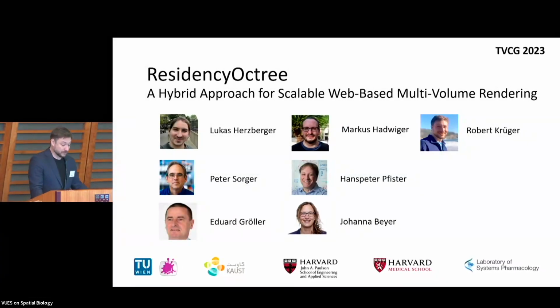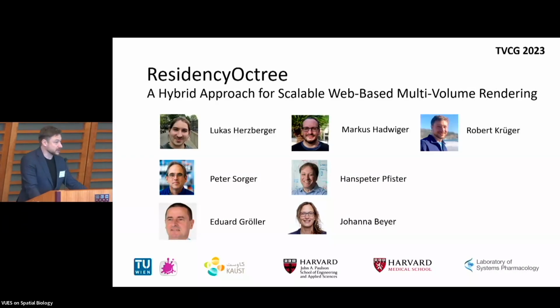Okay, so the first approach I want to talk about is the residency octree, a hybrid approach for scalable web-based multi-volume rendering. And I want to especially emphasize that this data structure and algorithm was developed by Lukas Herzberger. He implemented the work and it was supervised by the people here on the slide, especially Markus Hartwiger and Johanna Bayer, and me, and of course also the PIs from the different labs collaborating with each other.